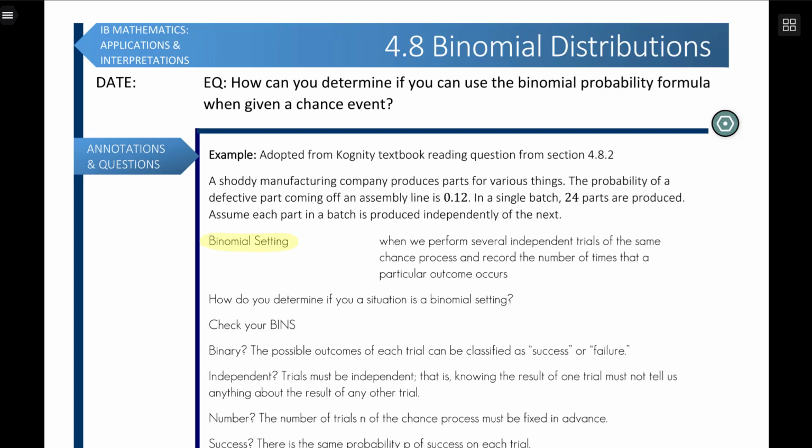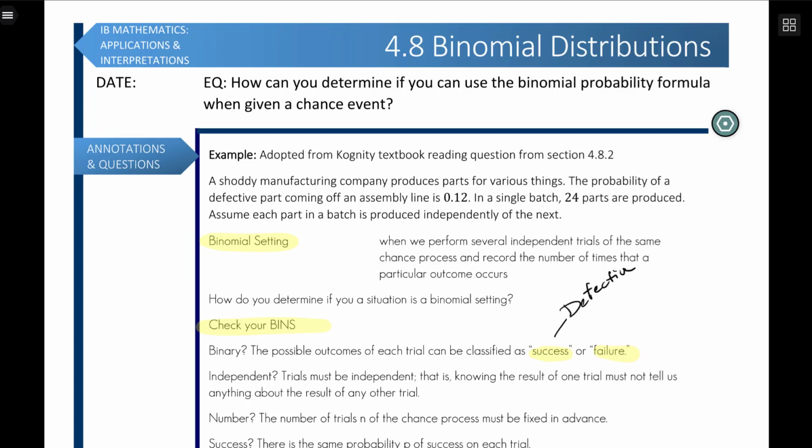What you want to do is check your bins. First of all, can you look at any situation and determine that it's a binary situation, which means can you classify any of the outcomes of your chance process as success or failure? And in this case, our success is actually something that's bad. In this example that we're looking at, success is defective, right? Failure would be a working part. Either a part works or it doesn't. It's defective or it's not defective, success or failure.